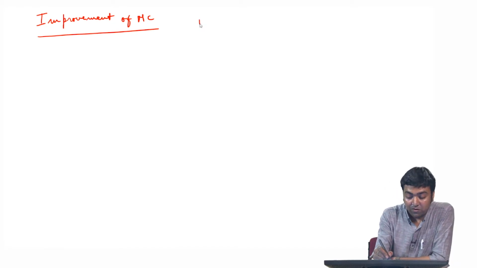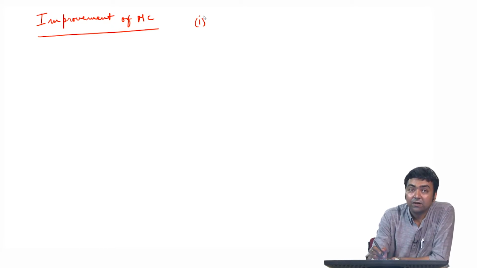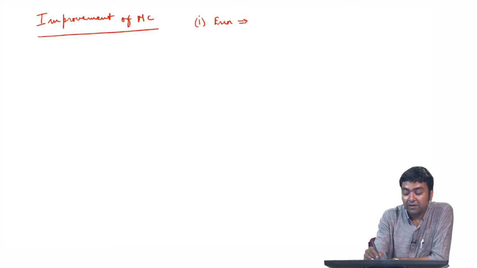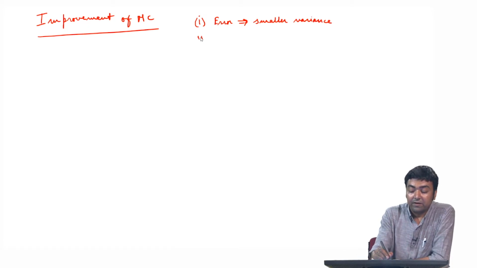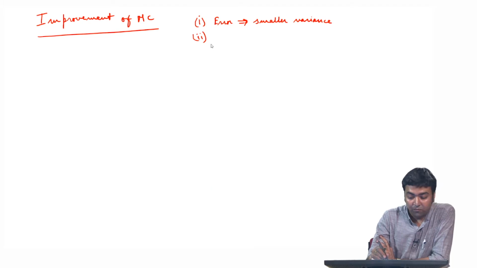So, we want improvement in terms of two things. One is the error of my estimate, which implies that the variance should be small. And the second improvement which we want is that the computational cost should be minimal. What that means is we need to do fewer Monte Carlo sampling.